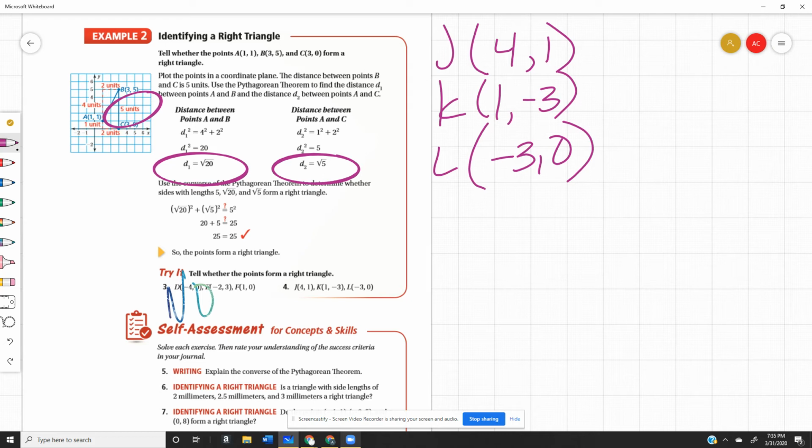Okay, so again, I am going to graph these. Okay, so we've got (-3, 0), (2, 3)... (-3, 0), (1, -3), and (4, 1). Okay, here's my triangle.